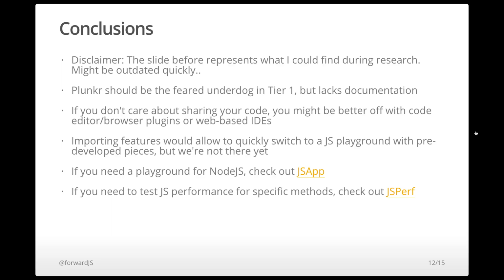Otherwise, I can tell you that I think Plunker should be the feared underdog in tier 1. Out of those 4 probably prominent JavaScript playgrounds, Plunker is the one that has less adoption, and it does not really have a nice documentation. That's true. However, I think it has all the features and the most important cool things included. Probably will gain traction very soon.